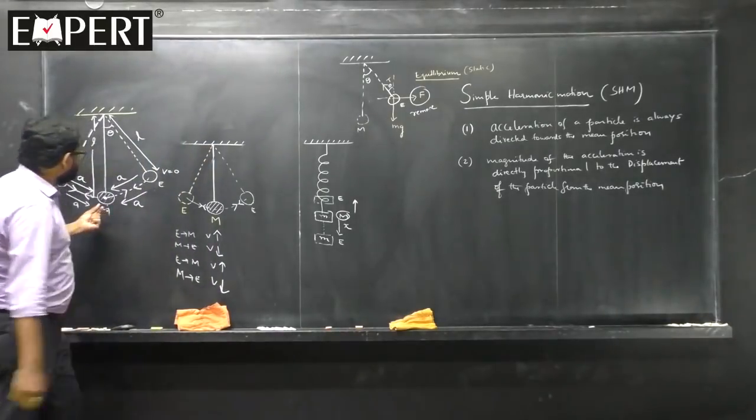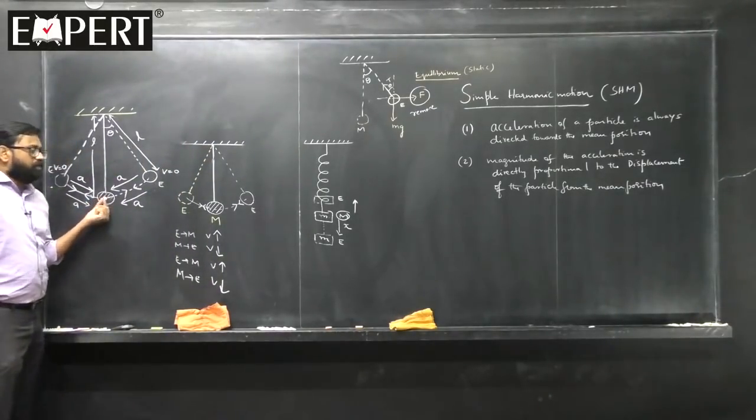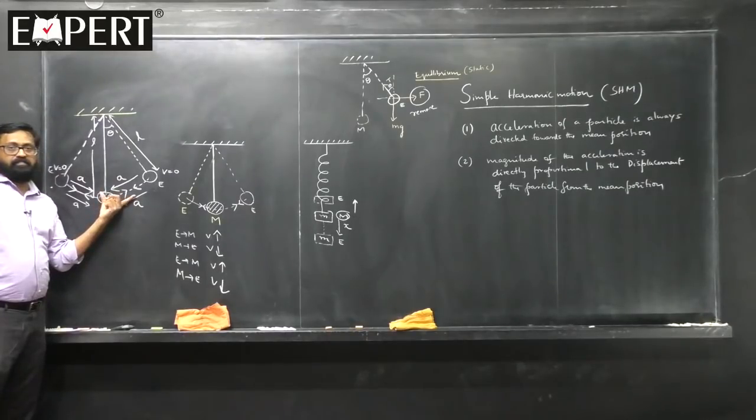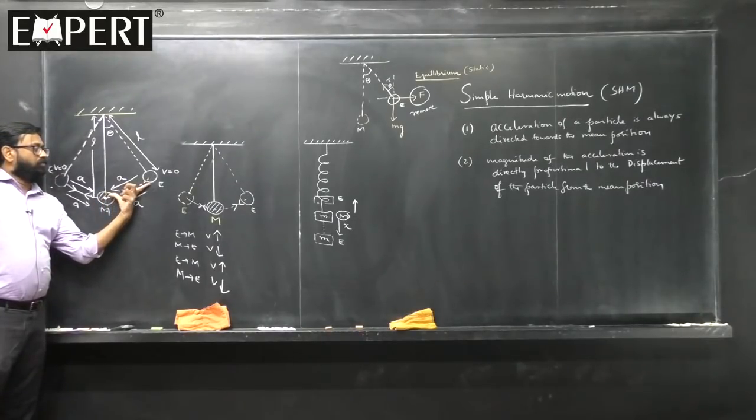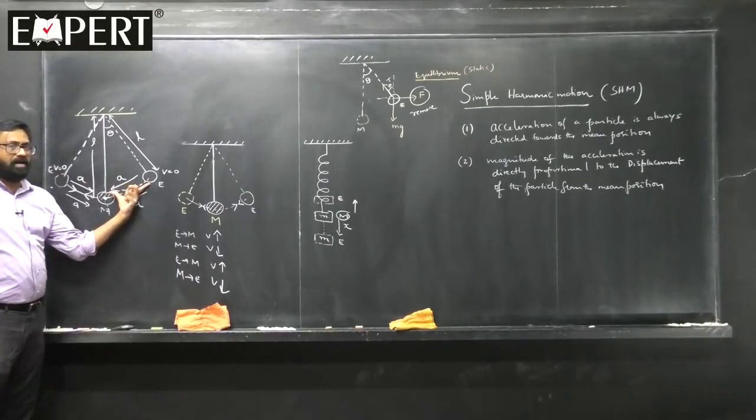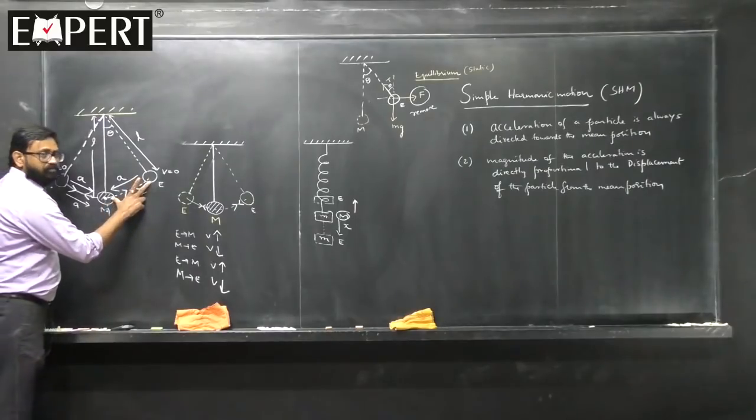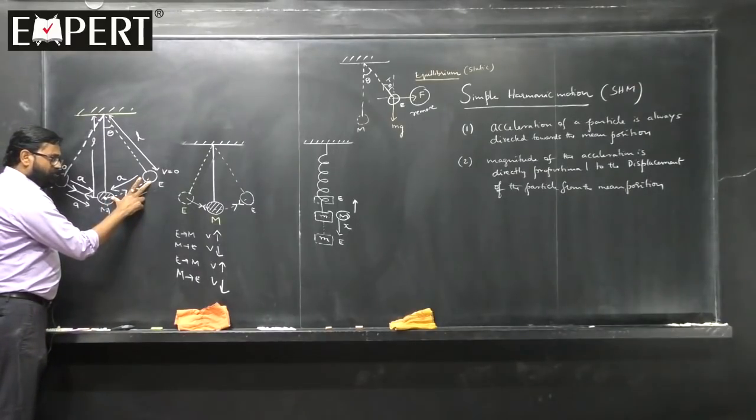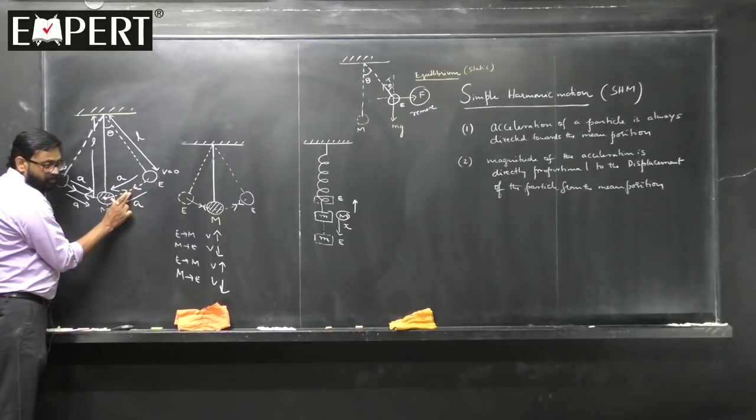Even here, in the example of oscillation of a pendulum, the displacement is measured from which position? Mean position. When the bob is at the extreme position, can I say displacement is maximum? Yes, displacement has to be measured from the mean position. When the bob is left from the extreme position, it will start moving towards the mean position. Displacement is again measured from the mean position. I think you are able to follow.